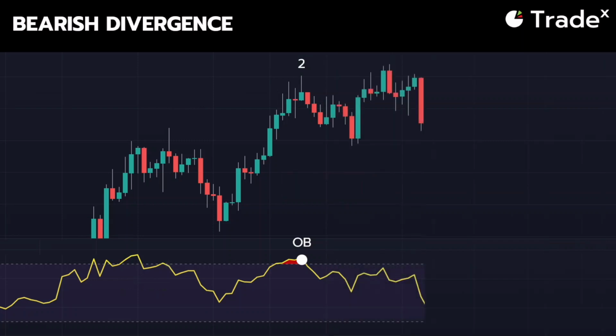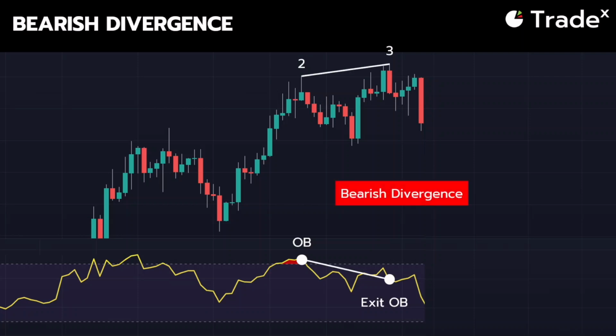After a brief pullback, the price rises again to peak number 3. Although the price reaches a higher high, the RSI shows a loss of momentum and exits the overbought zone. This forms a bearish divergence.